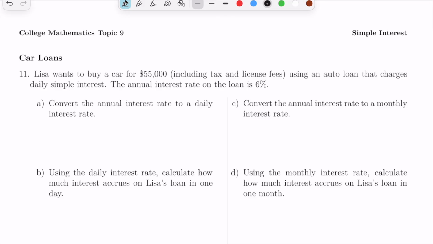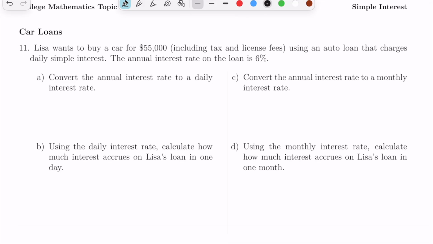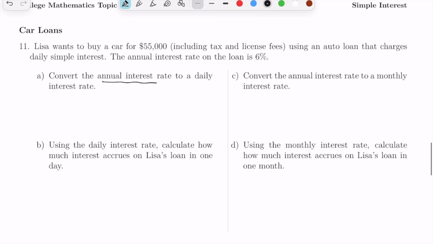Next, let's look at Lisa. Lisa's going to buy a new car. It's $55,000, and that's with the taxes and the plates and fees and everything. Using an auto loan that charges daily simple interest, the annual interest rate for the loan is 6%. So there's a lot to this problem. Let's start exploring it. Convert the annual interest rate into a daily interest rate.